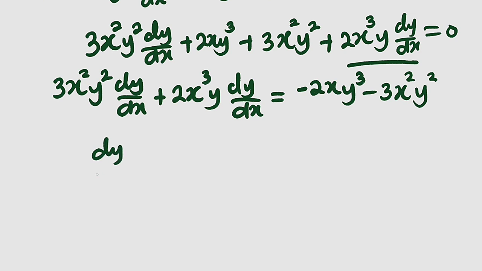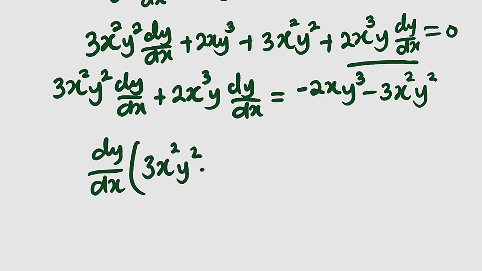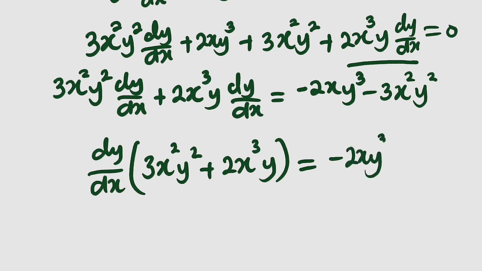Then you factor out dy over dx from these two terms. We have dy over dx outside. Inside we have this left, that is 3x squared y squared, then plus this one, that is 2x cubed y, and this is equal to negative 2xy cubed minus 3x squared y squared.